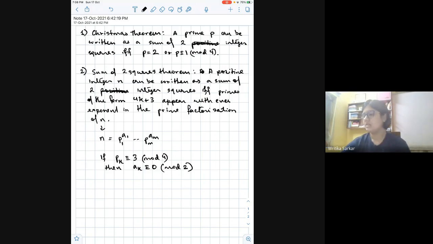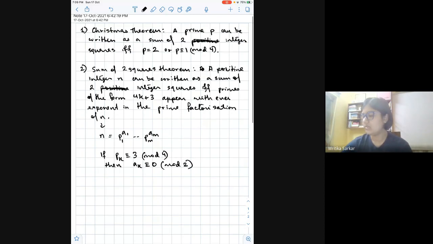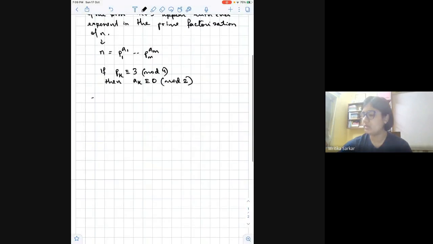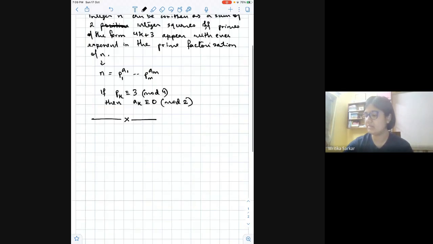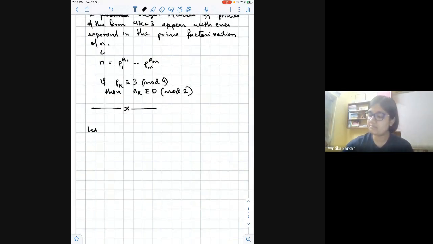Yeah. So these are the two main theorems. I hope you understand the statement of this, right? And so now let's see. First, let us deal with the first theorem, the Christmas theorem. Let p congruent to 3 modulo 4 be a prime.